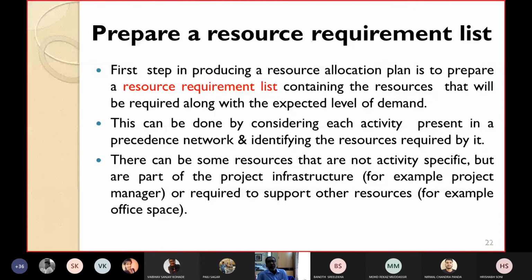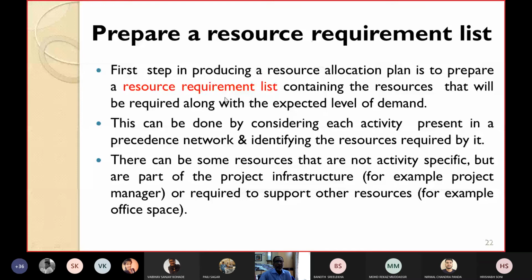So this project's resource requirement list will contain the resource types that will be required during the development of the project, and the expected level of demand. In the simple case, you can say the quantity that will be required from that particular resource type. So what can be done? Producing a resource allocation plan, which we call a resource requirement list.